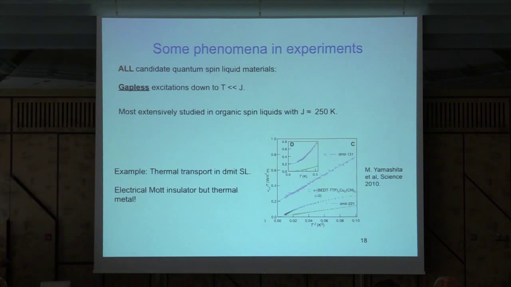So one phenomenon in experiments is that all these existing quantum spin liquid materials seem to have gapless excitations down to temperatures much smaller than the magnetic exchange scale. This is most extensively studied in these organic spin liquids. A beautiful example is one particular organic spin liquid where thermal conductivity is measured at low temperature. And the important thing to emphasize is that kappa over T has a non-zero intercept at low temperature, exactly as you would expect for a metal, Ashcroft-Mermin physics. So it looks like this electrical insulator is actually a very good thermal metal, and it has no magnetic ordering. So something or other is mobile, but it's not electrons that are mobile. Okay.